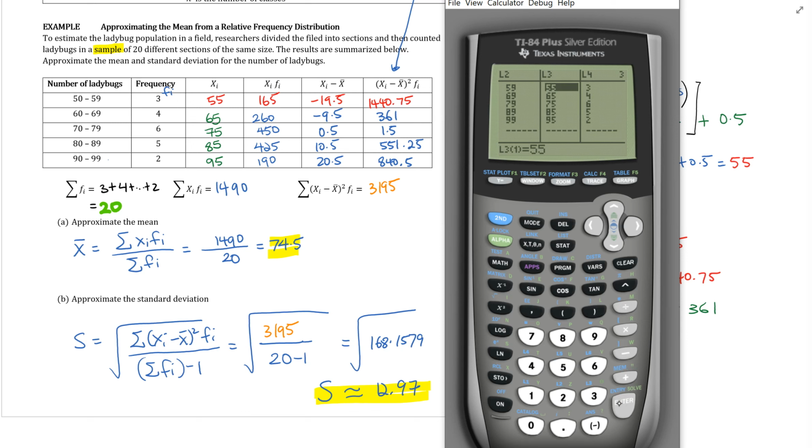Once I've done that, I'll enter my fi. My fi in L4 is 3, 4, 6, 5, 2. Then I'm just using my calculator to do it. So I go to stat, calculate, one-var stats. The list is my midpoint xi, and the frequency list is the frequency from the table here, which I put in L4. Once that's all entered, just calculate, and we'll get the answer. So that's how you calculate the mean and standard deviation for grouped data.